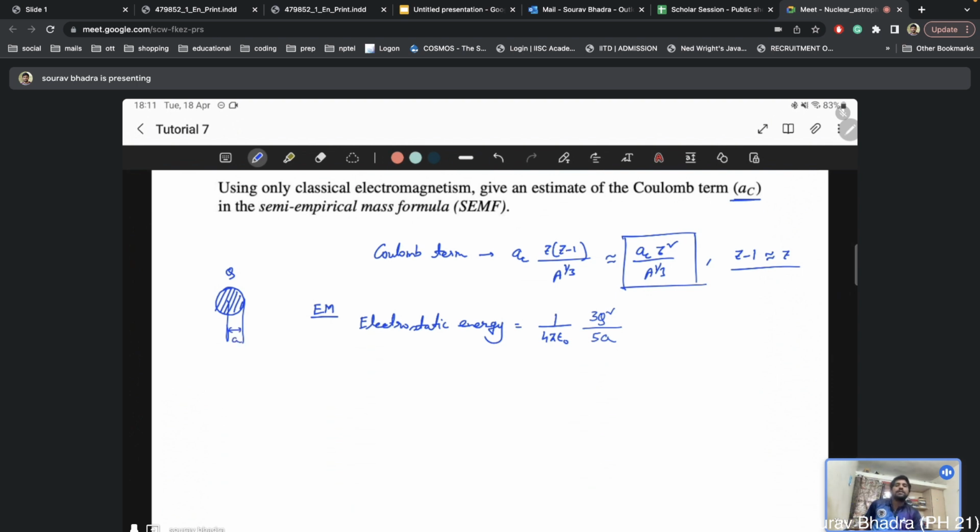If you have done your electromagnetism course in the first or second year of your graduation, you know how this exact form of the expression can be written for the electrostatic energy of a sphere which has a total amount of charge capital Q with a radius a. Very briefly, I will tell you from where that comes at the end of this problem.